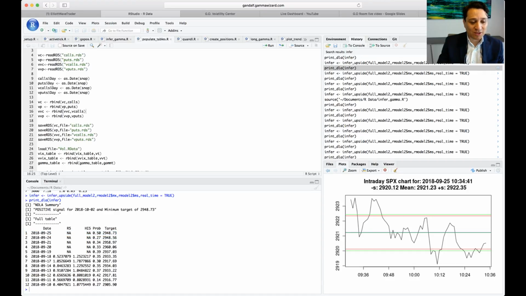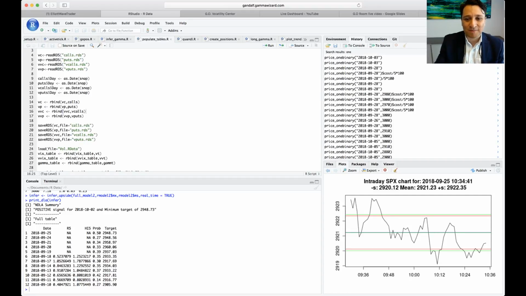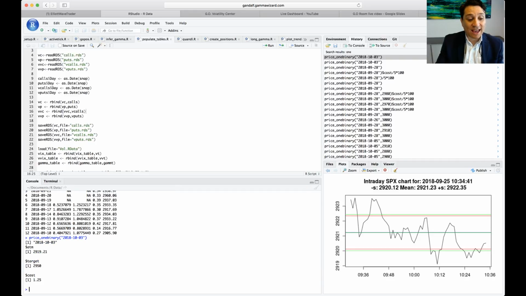And the target is 2,948. So we round the target. The target should be something like 2,950. And we price the binary. Let me price the binary for October 3rd. This is the binary, and it shows the target of 2,950. And it shows the cost. The cost is 125. It's a little expensive trade. Remember that my limit for NDLA trades is 1.5, so it's lower than the limit. It becomes interesting.